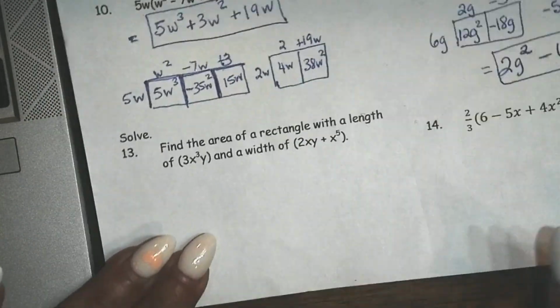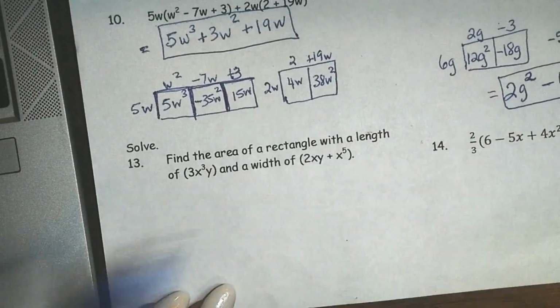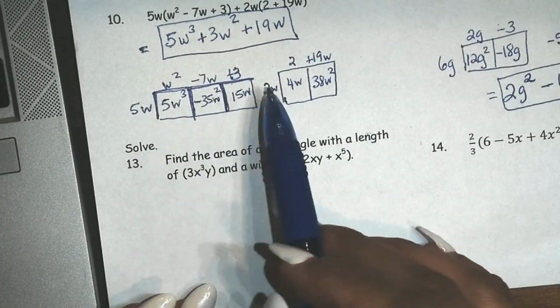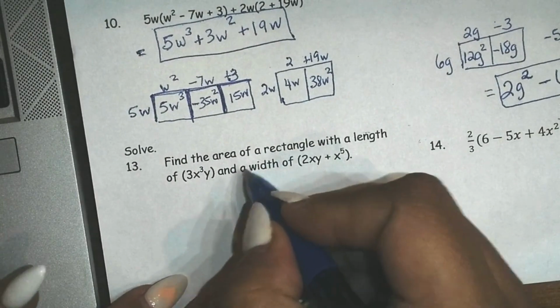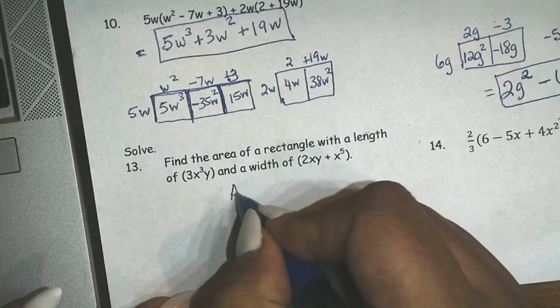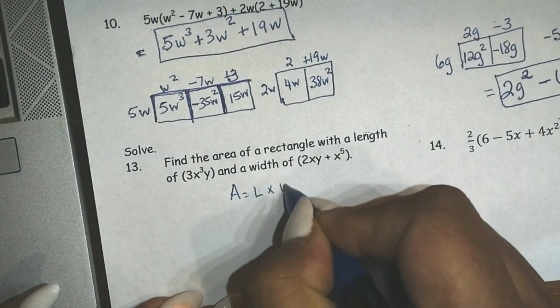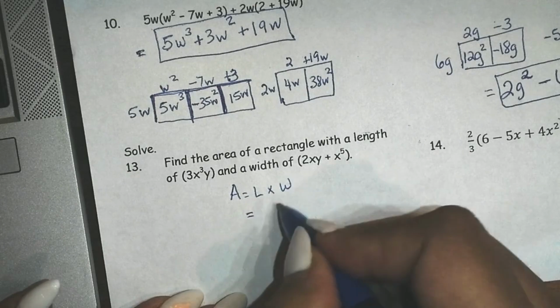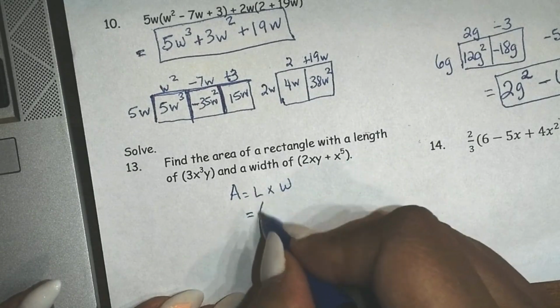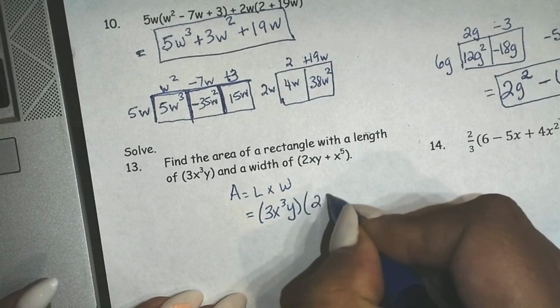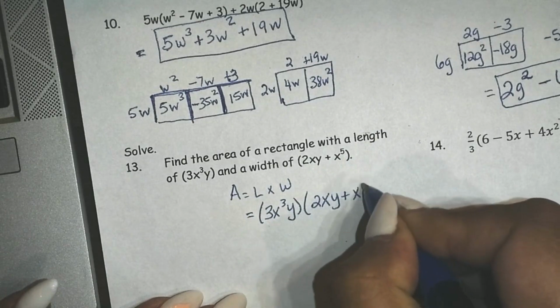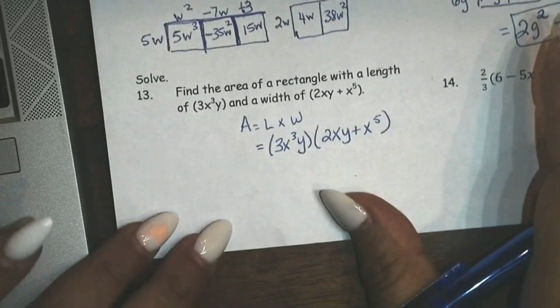All right. Let's go ahead and look at number 13. Find the area of a rectangle. That is what we've been doing with these boxes. So what we're doing is we are multiplying. Area of a rectangle is length times my width. So we are multiplying my length, which is 3x cubed y, times the width, which is 2xy plus x to the 5th.